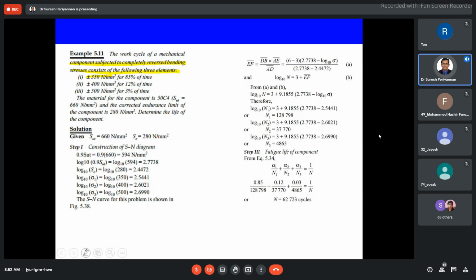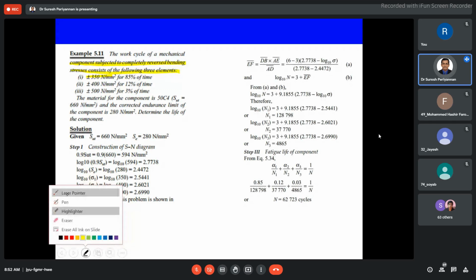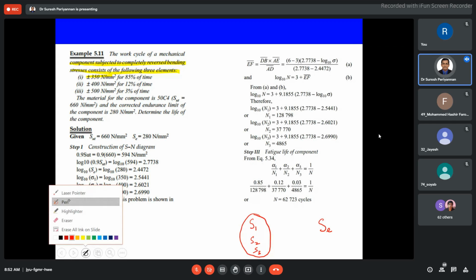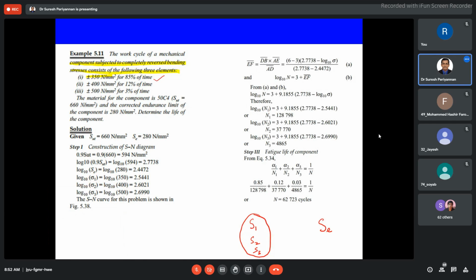That is why they put S1. We are always considering Se, but here 3 stress levels are acting on the material. I am considering S1, S2, S3, like that. This is nothing but the stress amplitude on the ordinate, the y-axis. Now the material is subjected to 3 stresses. One is sigma S1. How much time?